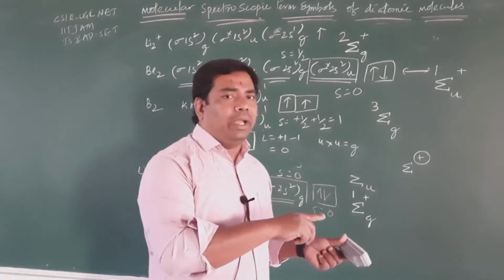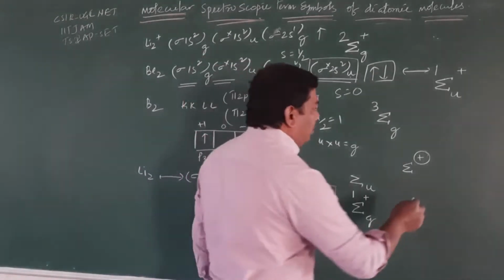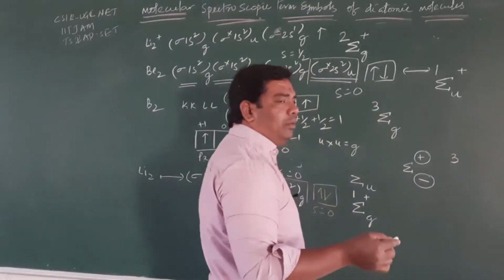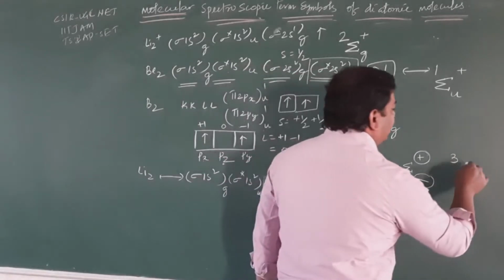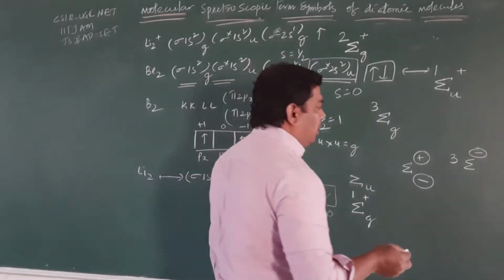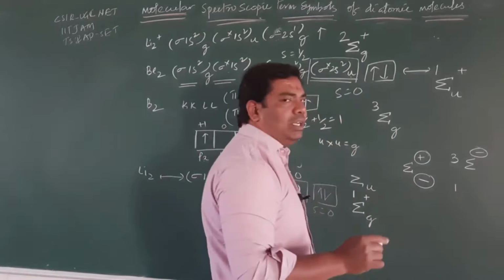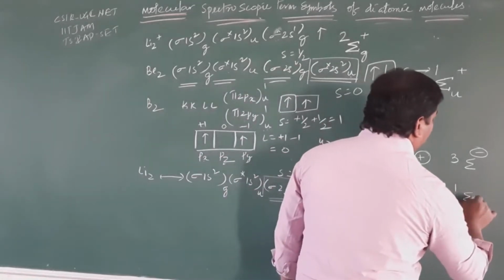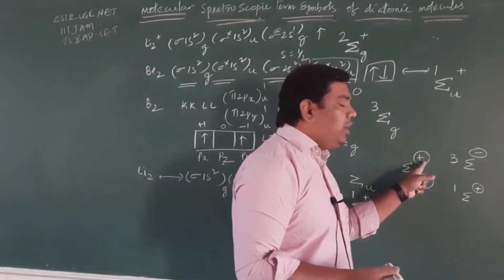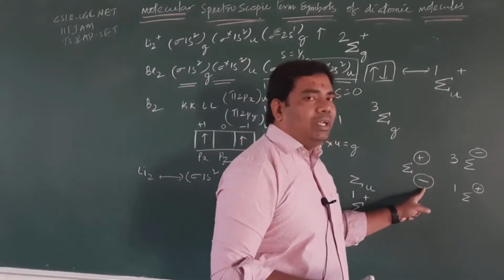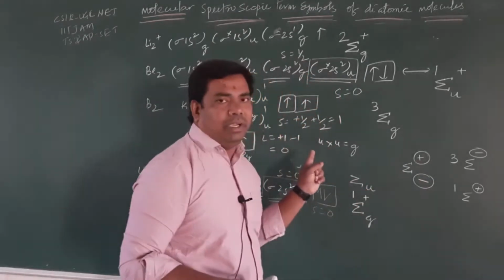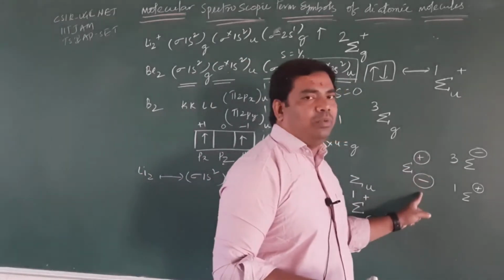So when do we write plus and when do we write minus? Please remember, student: if the spin multiplicity is 3, then you can use the negative term symbol. Clear? If the spin multiplicity is 1, then you can use the plus term symbol. Clear student? What is the concept? Generally the positive and negative superscript is possible if the electrons are present in p orbital.